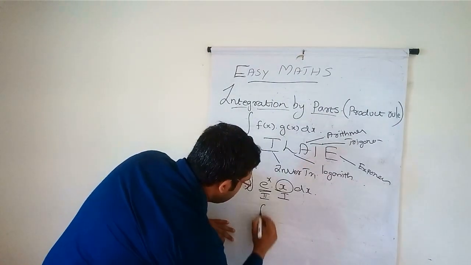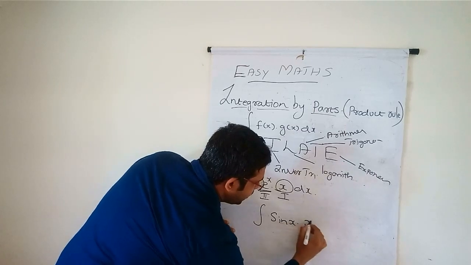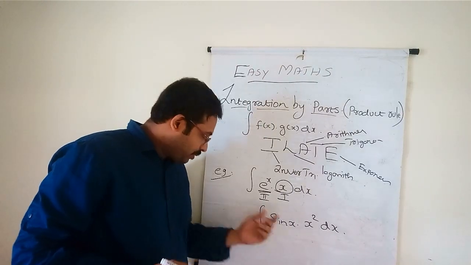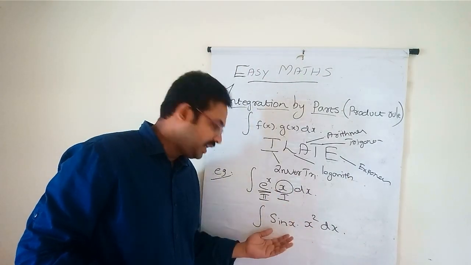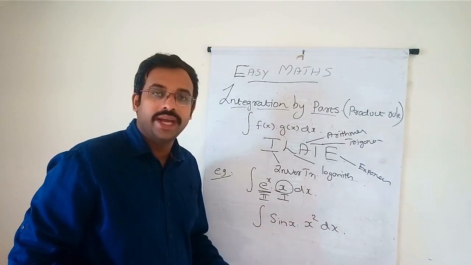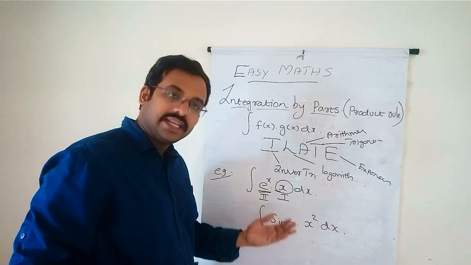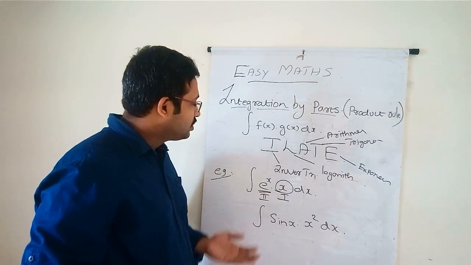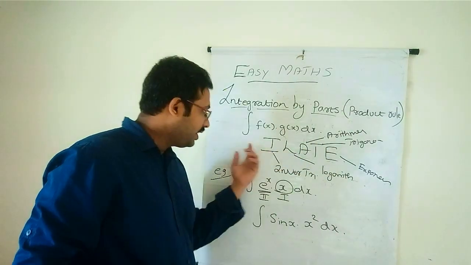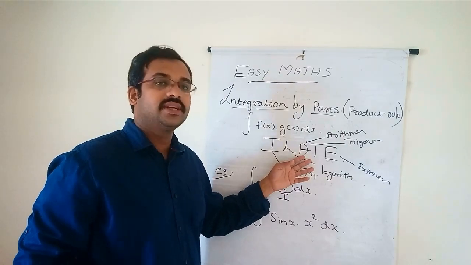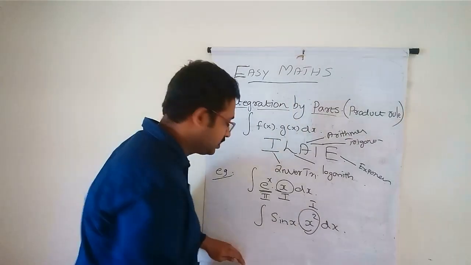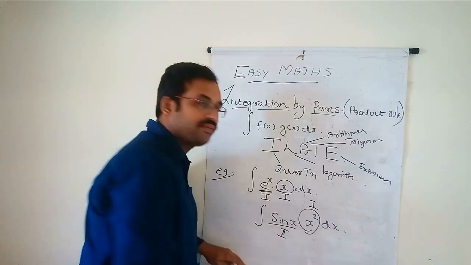Another example, the integral of sin x into x square dx. Here also the integrand is a product of two functions, sin x and x square. Which function can we select as first? Arithmetic function is there, trigonometric function is there. In this order, the arithmetic function comes first. So here x square is our first function and sin x is our second function.